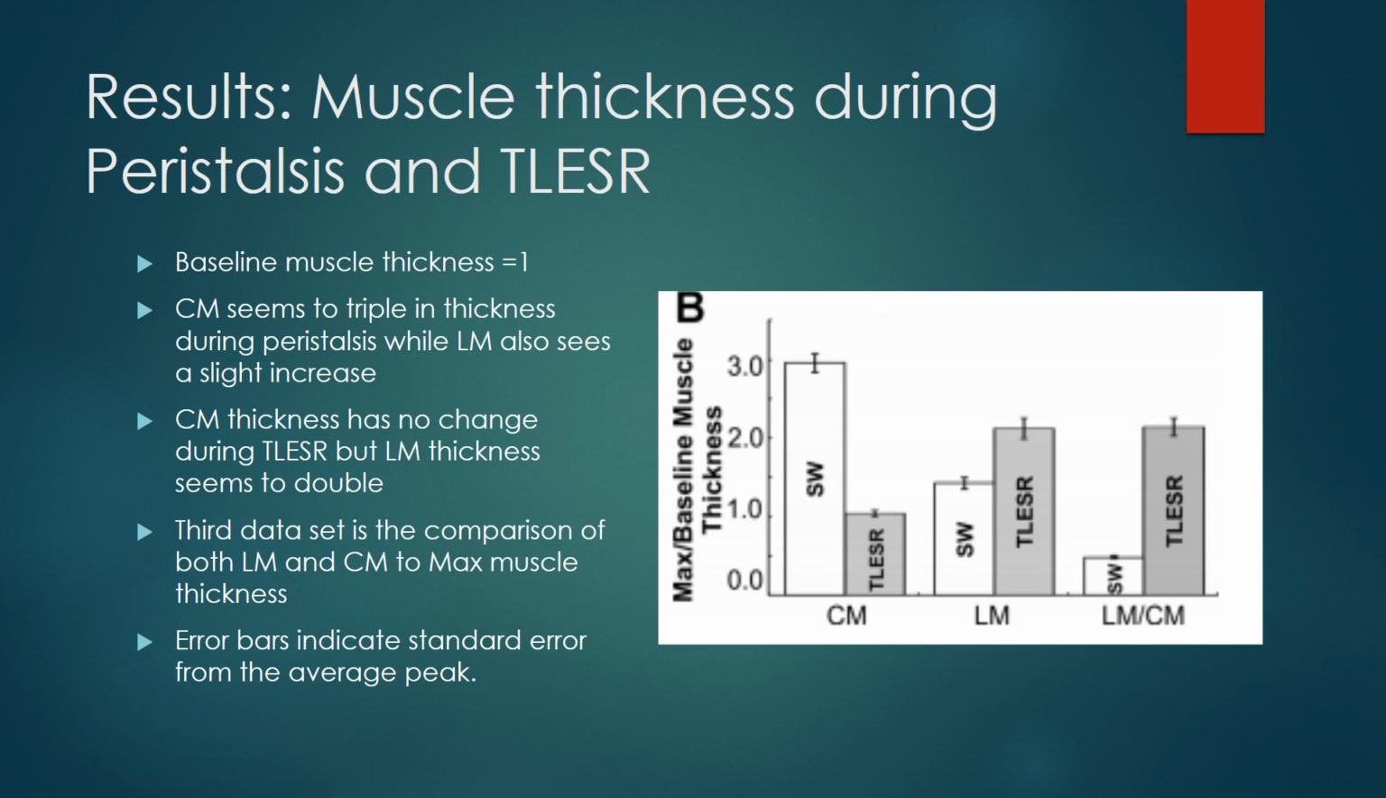Baseline or normal muscle thickness is known to be 1. Circular muscle seems to triple in thickness during peristalsis, while longitudinal muscle also seems to increase slightly. Circular muscle thickness has no change during TLESR, but longitudinal muscle thickness seems to double. The third data set is the comparison of both longitudinal muscle and circular muscle to max muscle thickness. The error bars indicate standard error from the average peak.